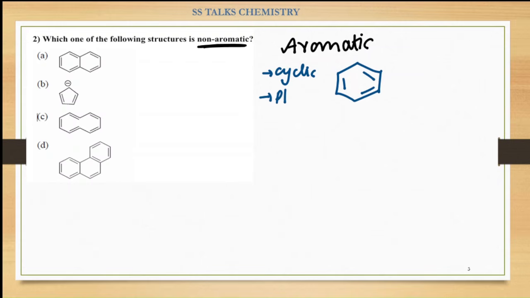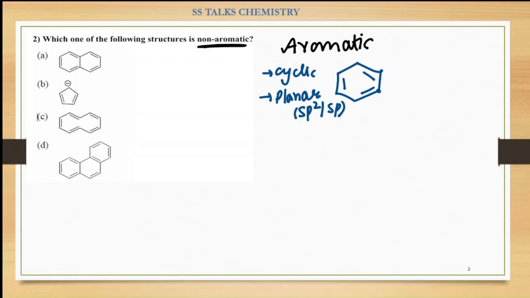It should be planar in nature. Planar refers to the fact that the carbon atoms present should have sp2 hybridization, or should be sp hybridized, right? So planar means sp2 or sp hybridized. In the benzene molecule you can see all these carbons are sp2 hybridized, right?